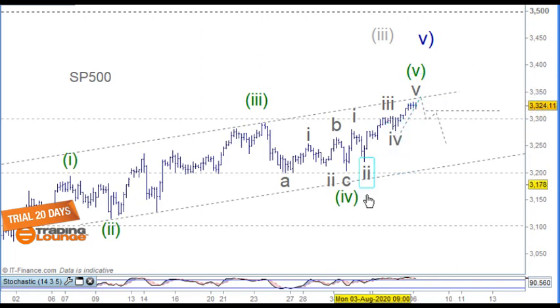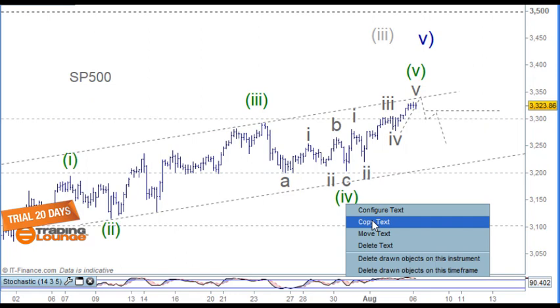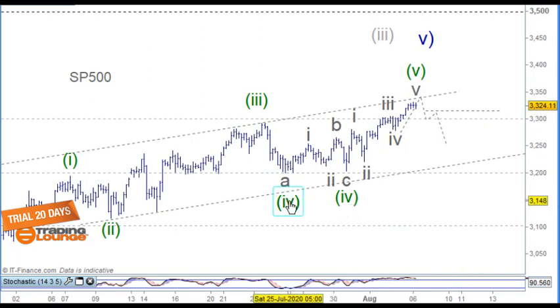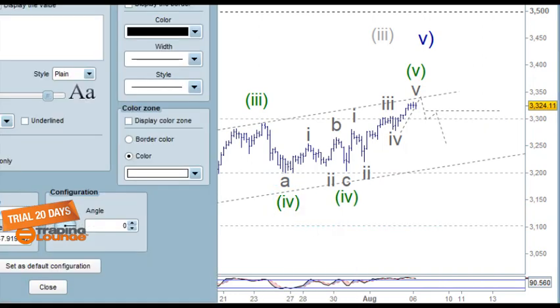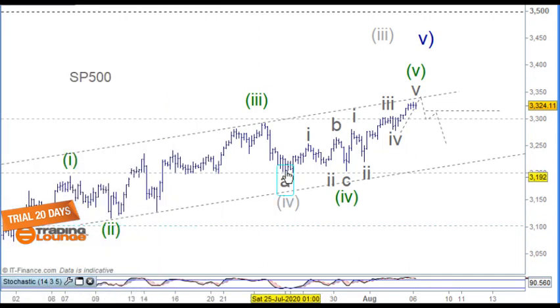In this case, we've got the same problem again here as well. It's possible to count this wave 3 here and have this wave 4 sitting here as well. So I'm just going to put this in here, and that would make this here as wave 1 with an A and a B and a C here for wave 2 here.